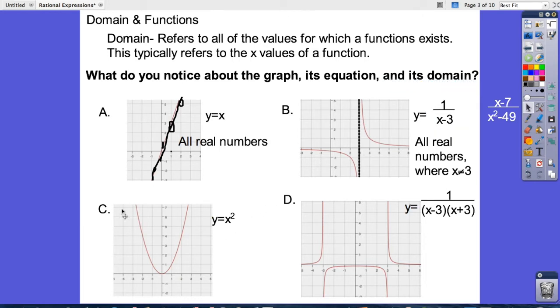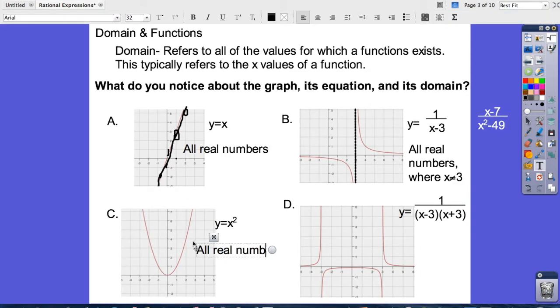So let's look at C. For C, it looks like it stops down here at 0, but again, we're looking at the domain, or the x values. As we go to the left, notice that there is an x value at every single point, even as it continues to the left. And as we go to the right, it still exists. So for this part C, the domain is all real numbers.